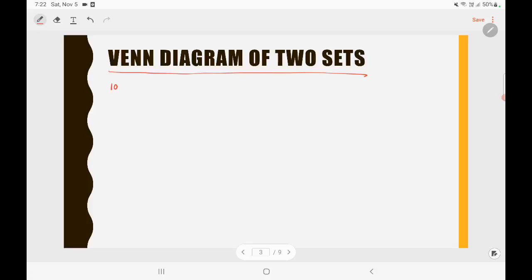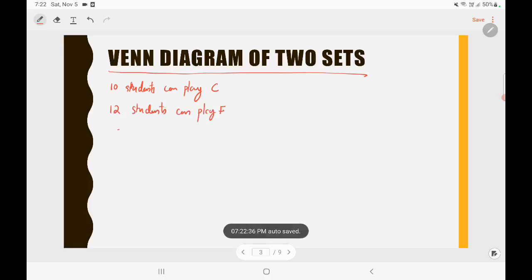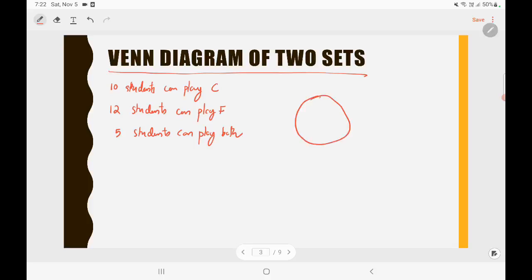Let's say 10 students can play cricket, just like the previous example, and 12 students can play football, and 5 students can play both. Okay, so first these are the given sets of data. So we need to convert this into a Venn diagram. So we'll draw 2 circles. One circle represents cricket and this circle represents football.